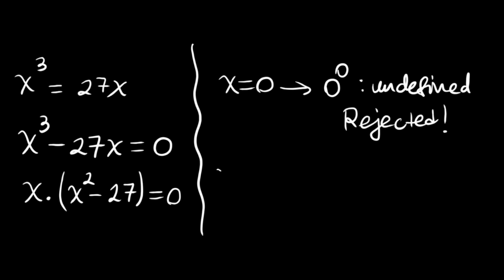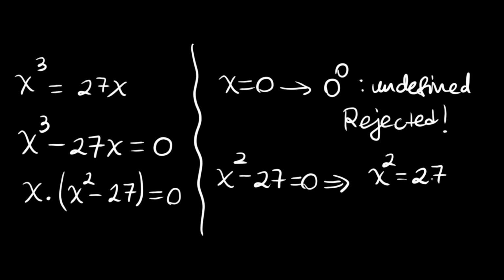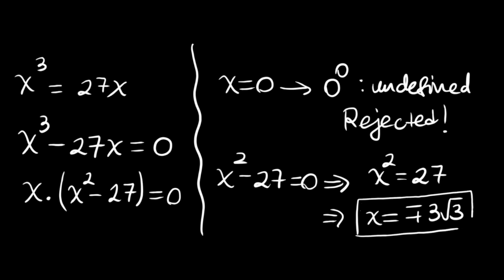Or this x squared minus 27 will be equal to 0. So x squared is equal to 27. x is equal to plus minus 3 times root 3, which is equal to root 27. And if you check by yourself, you will see these two roots are also satisfying the equation.